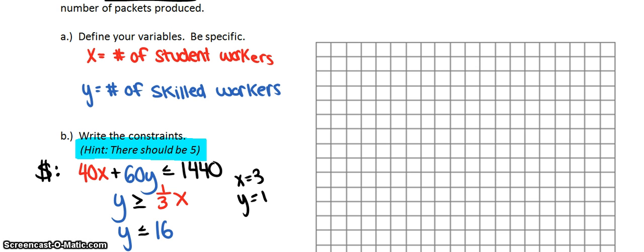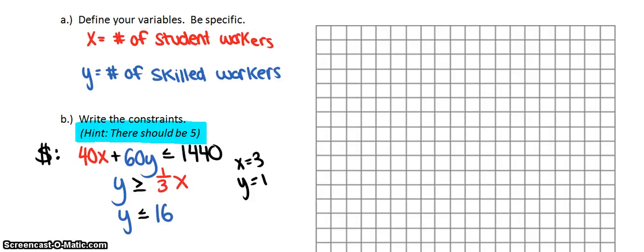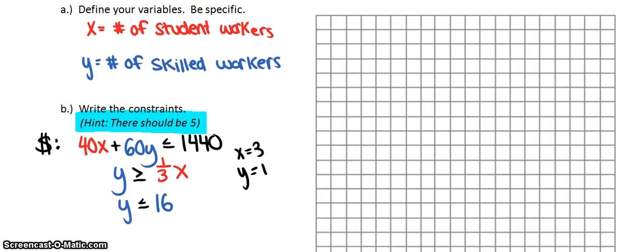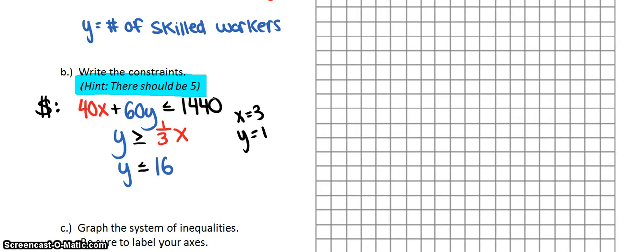So a couple things to consider is that you can't have a fraction of a student worker. So I couldn't have like x equals 1.5 because you can't have half a student. But also it can't be negative. I can't have a negative amount of skilled workers. So the last constraint we always need to include when we're setting up these constraints is that my variables in a real context have to be positive integers.